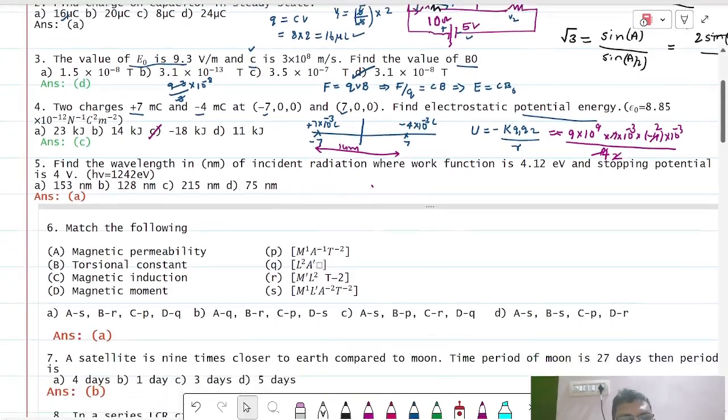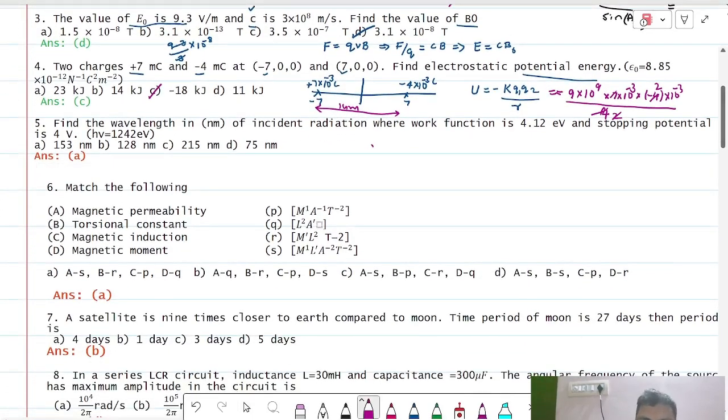Next, find the wavelength. I think this belongs to the atoms lesson and energy. So the wavelength of incident radiation, where work function, stopping potential is 4 volts. So E equal to h nu by lambda, I think, because h nu is given, lambda is asked, wavelength. That implies wavelength is equal to h nu; the value is given as 242 electron volts. If you want to convert into joules, you can write 1.6 into 10 power minus 19 joules, otherwise no need.